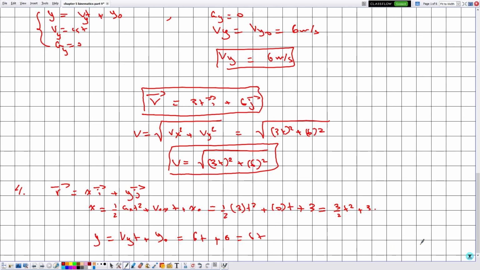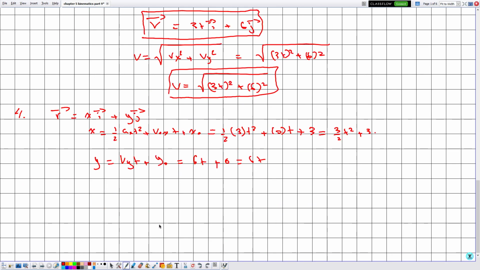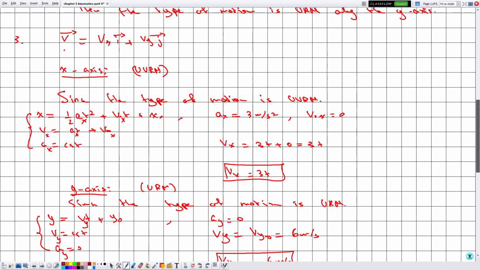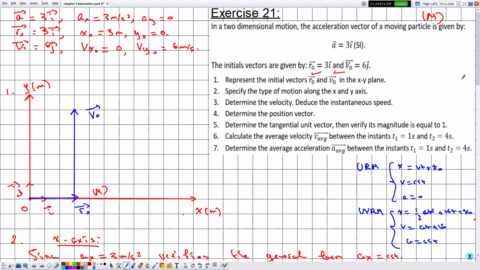Then the position vector r in this case is given by 3 over 2 t square plus 3 multiplied by the unit vector i plus 6t multiplied by the unit vector j. And notice this is a vector definition, then vectors must exist on the left and on the right. Now in number 5 they are telling me to determine the tangential unit vector.